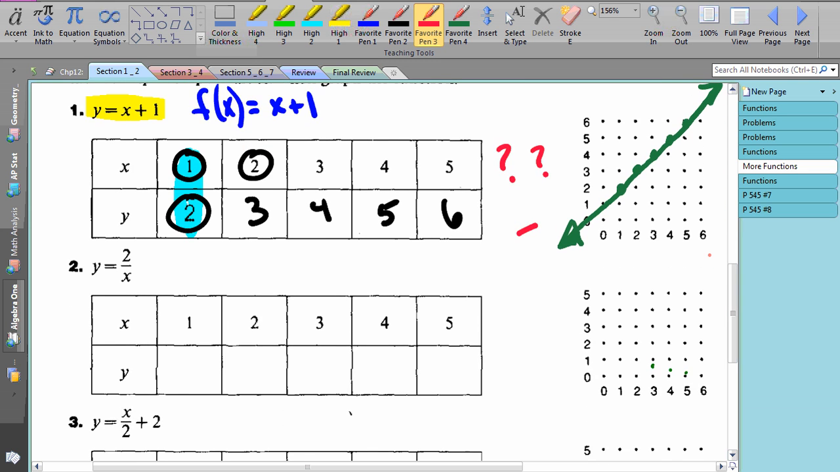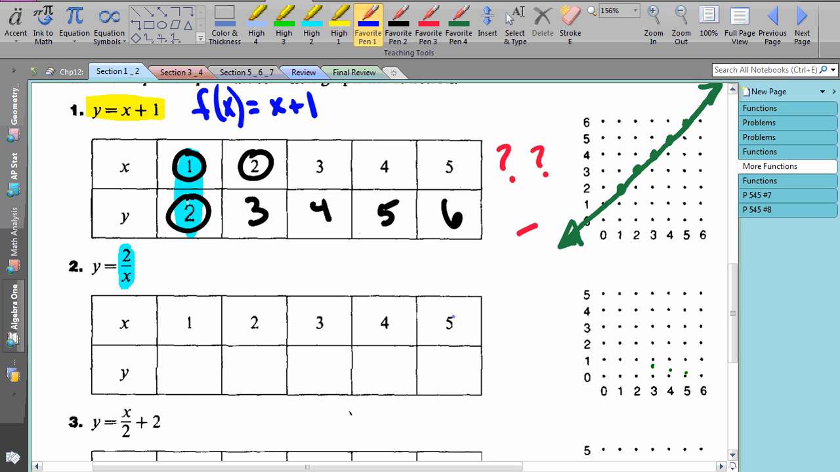Let's try another one. Here is a different function. This one is a different rule altogether. This is saying take 2 and divide it by whatever x is. So notice they're still telling us what x could be and what x can't be, but really x could be anything.